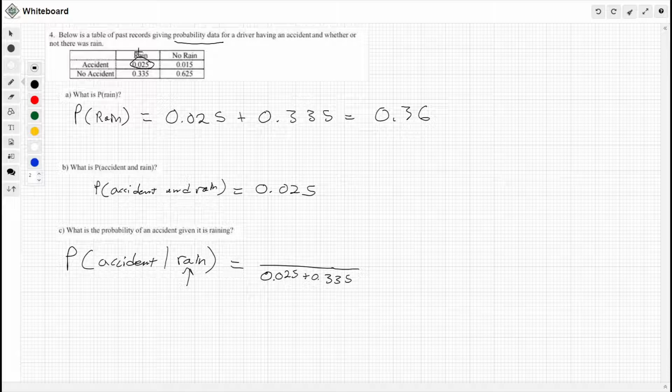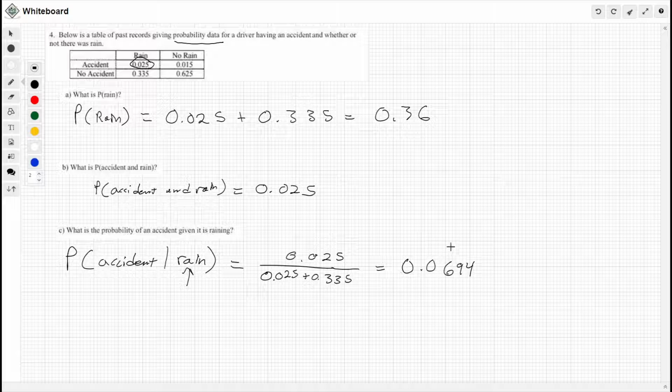Now, we only look in the rain column because that's the condition. So the probability of an accident in the rain is 0.025. Once we simplify that, it reduces to 0.0694.